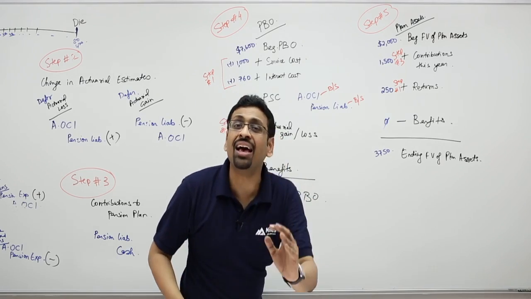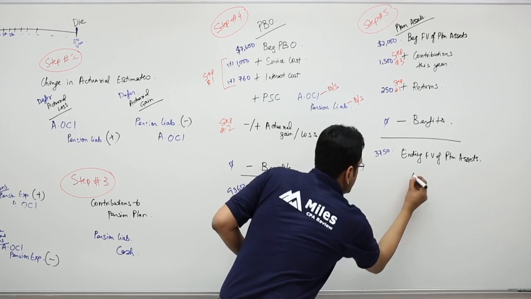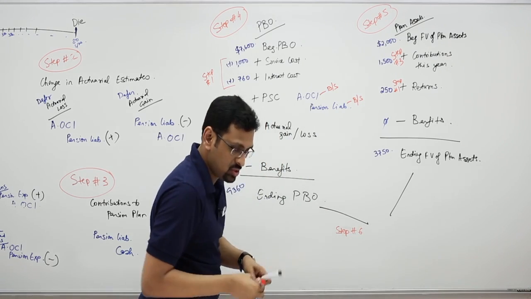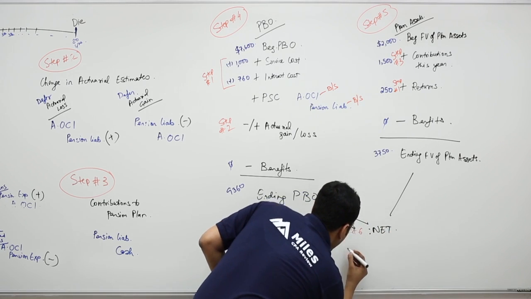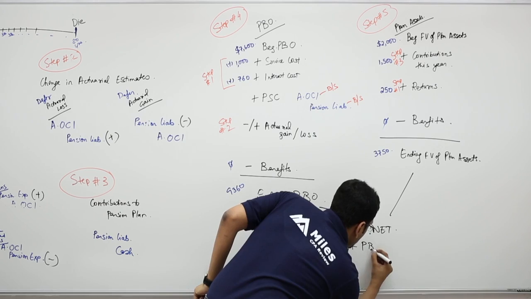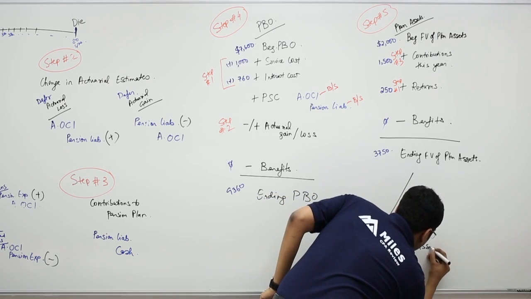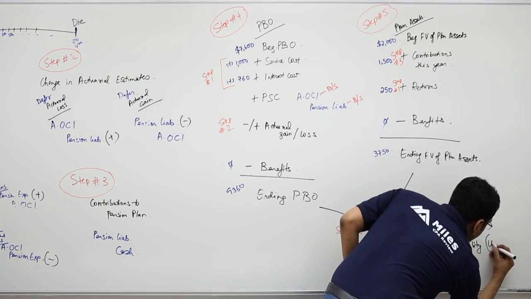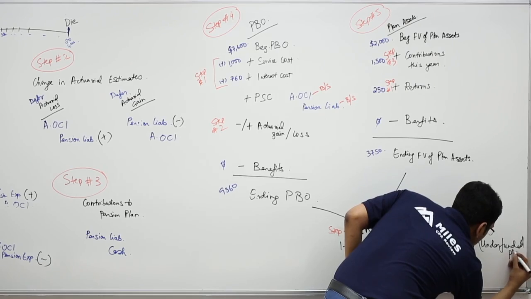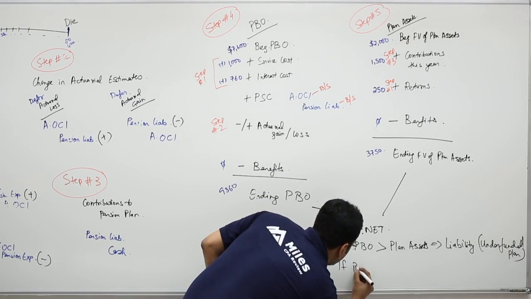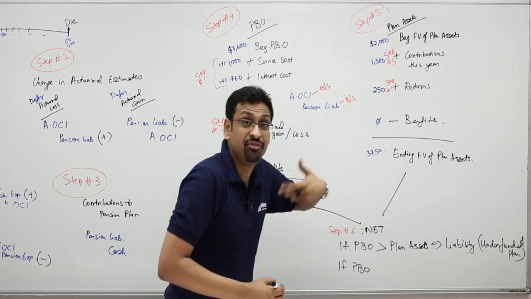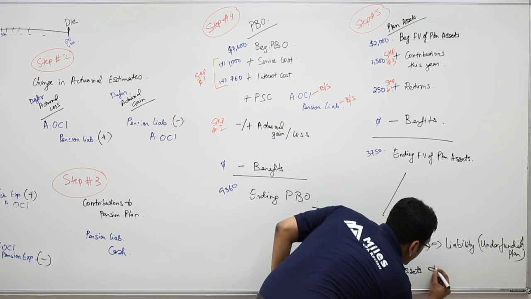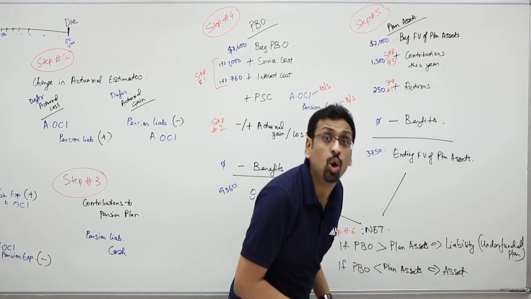So step 6, the last step, is going to net these two. So step 6 is net. If PBO is greater than plan assets, then on the balance sheet we're going to have a liability, and we would say this is an underfunded plan. Now if the PBO is less than the assets, that means the plan assets, the investments, are more than the pension liabilities. In that case, on the balance sheet, we're going to have an asset, and we would say this is an overfunded plan.